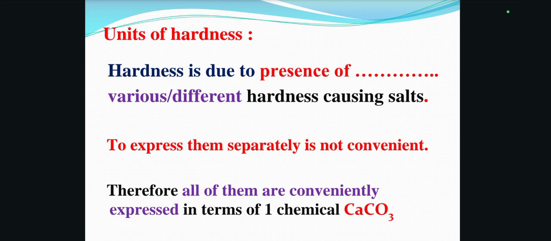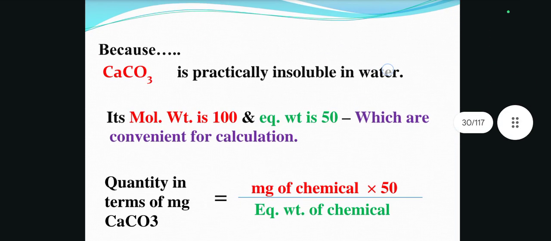It becomes very difficult. So here, for more convenience, all of them are conveniently expressed in terms of only one chemical. So what is that chemical? That chemical is calcium carbonate. So calcium carbonate is the only chemical that we use to express the hardness of all types of hardness causing salts. What is the speciality of calcium carbonate and why is it selected?